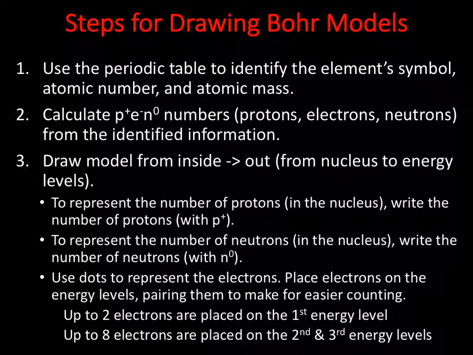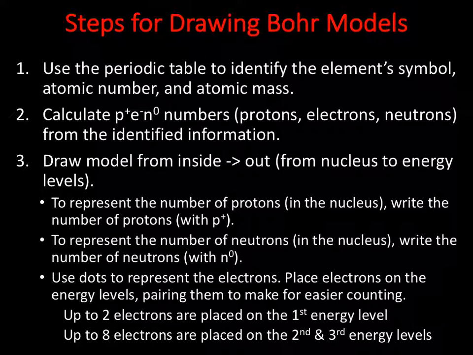Here are the steps for drawing Bohr models. First, you need to make sure you have your periodic table. You're going to use that to identify the symbol, the atomic number, and the atomic mass for the element in question. From that, we're going to be able to calculate the pen numbers, the protons, electrons, and neutrons. Then we'll draw the model.